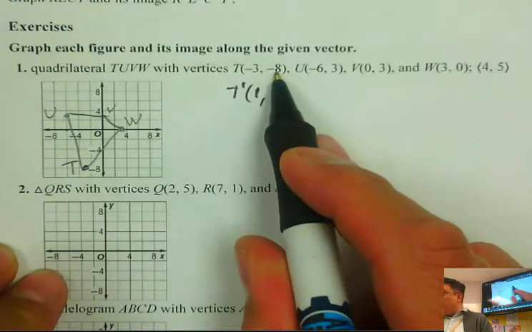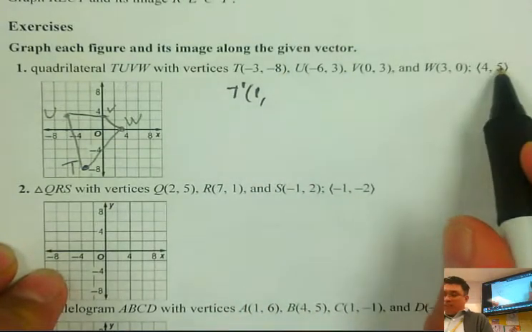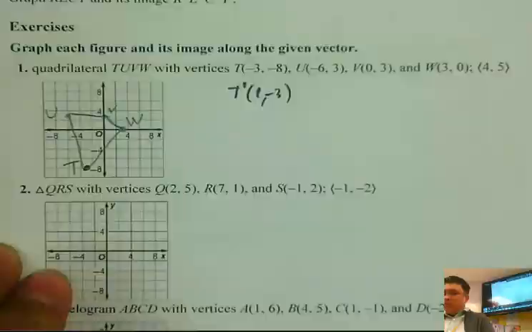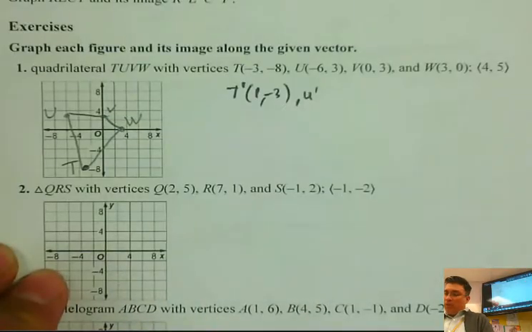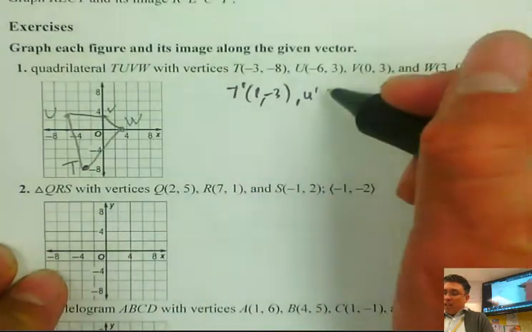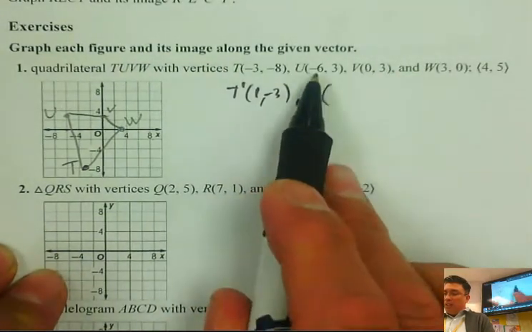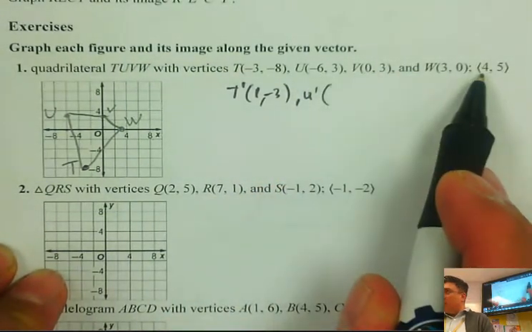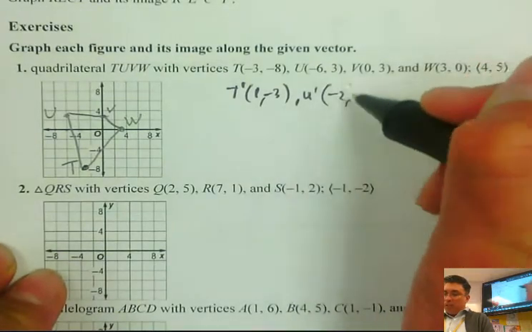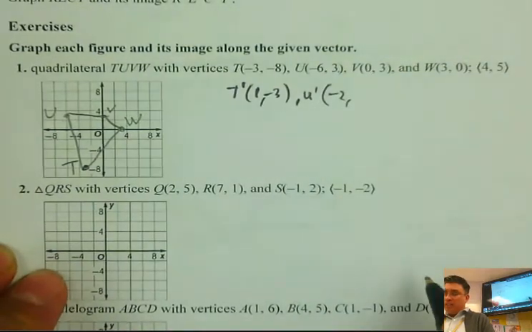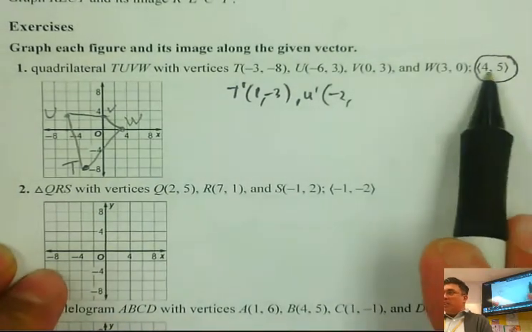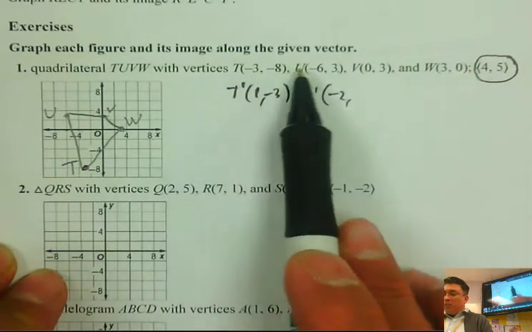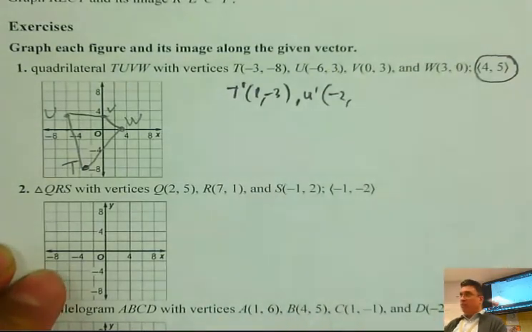So -8 plus 5, what is it? -3, so that's faster. 1 and -3? Yes. Now U prime is going to be -6 and 4 will give what? And 3 and 5. So this is the vector that we're using to move it. So we're adding these 2 numbers to each one of these. Okay? Adding.